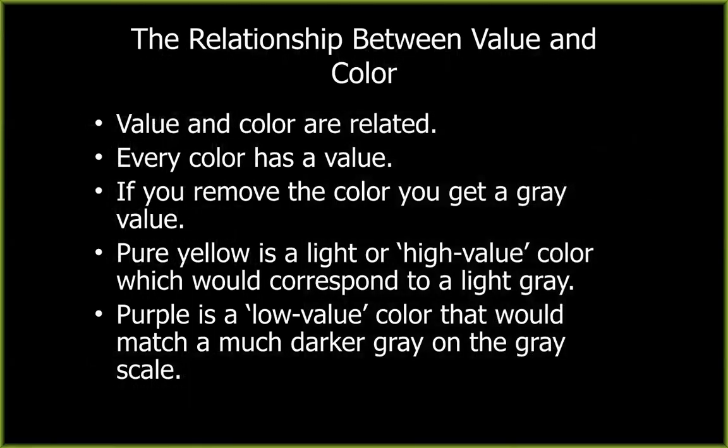Value and color are very closely related. Every color has a certain value. Pure yellow is what they call a high value or light color, and it corresponds to a really light gray in terms of light reflection. And then purple is a dark, low value color that would match a really dark gray. Pure red would fall somewhere in the middle.